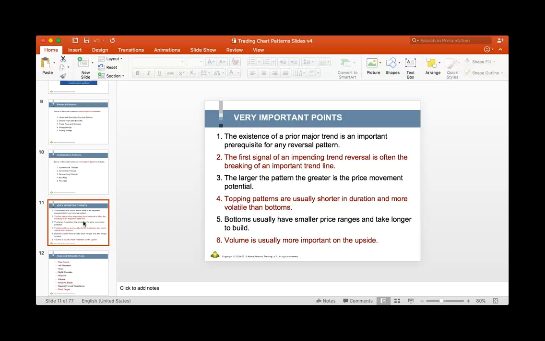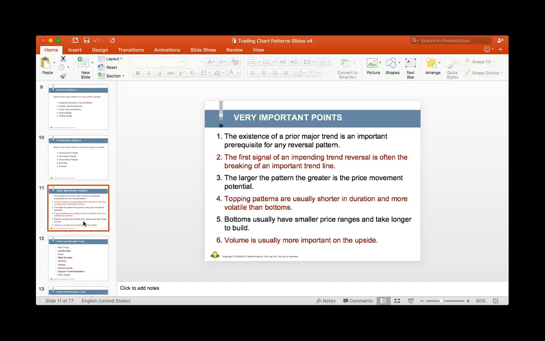Sometimes on the downside, the volume may not pick up immediately. But for a market that is going up, it is important that it has volume to confirm. These are very important points that everybody should know when identifying chart patterns. 1, 2, 3, 4, 5, 6. If you have grasped these basics, I think this is very useful for you.